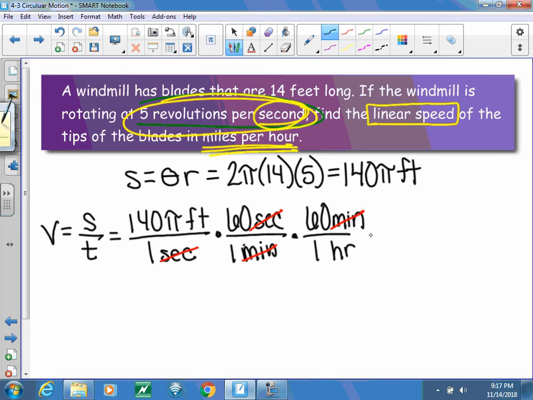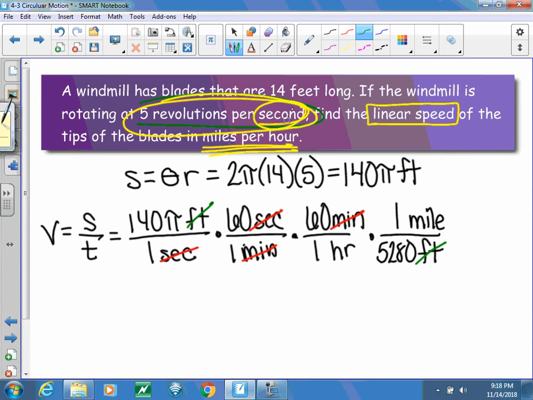Some of you, hopefully, might know how many feet are actually in a mile. There are 5,280 feet in 1 mile. Since I have the feet up in the numerator, I need to put the feet down here in the denominator. And I can say that there are 5,280 feet in 1 mile. Lastly, my feet are going to cancel out. If I look at all my units here, they've all canceled out except for miles per hour.